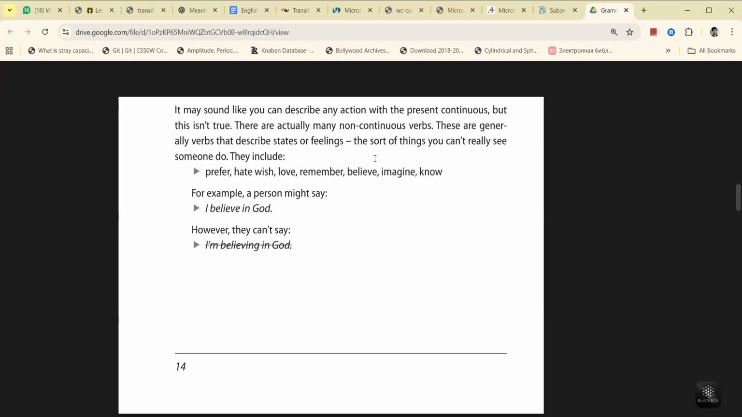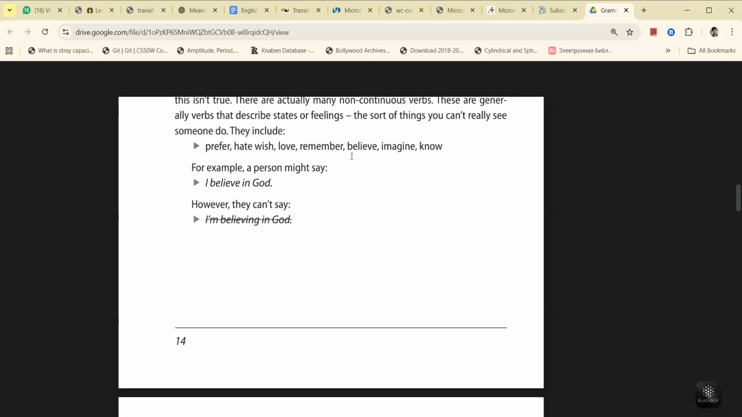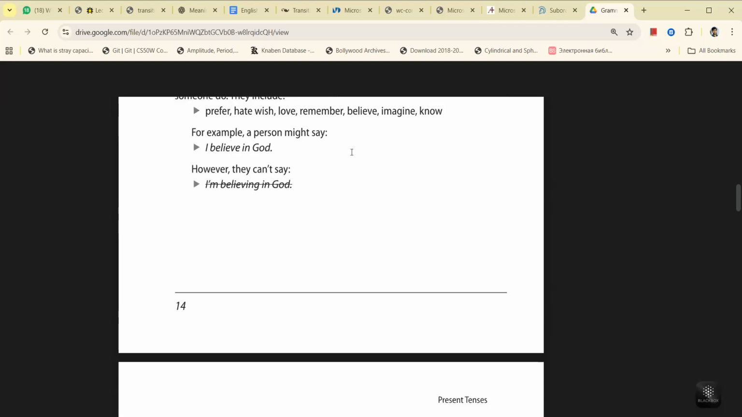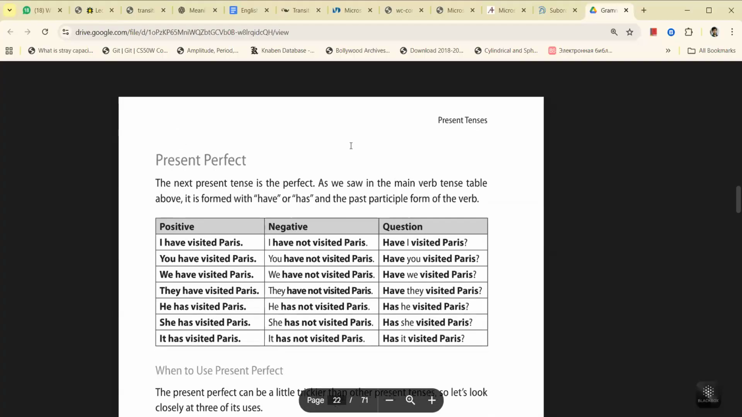Example: I believe in God. So you don't need the continuous form. Sometimes you use do and does, or be informed. However, they can't be used in the present perfect.